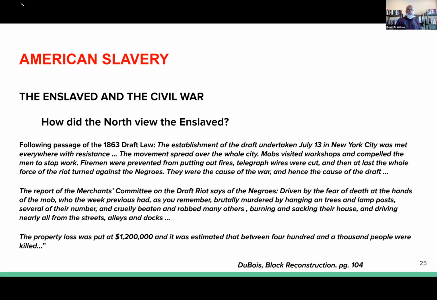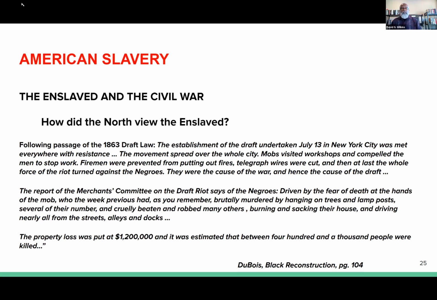The report of the Merchants Committee on the draft riot says of the Negroes, driven by the fear of death at the hands of the mob, who the week previous had, as you remember, brutally murdered by hanging on trees and lampposts several of their number, and cruelly beaten and robbed many others, burning and sacking their houses, and driving nearly all from the streets, alleys, and docks. Property loss was put at $1.2 million, probably 20 million in today's dollars, and it was estimated that between 400 and 1,000 people were killed.